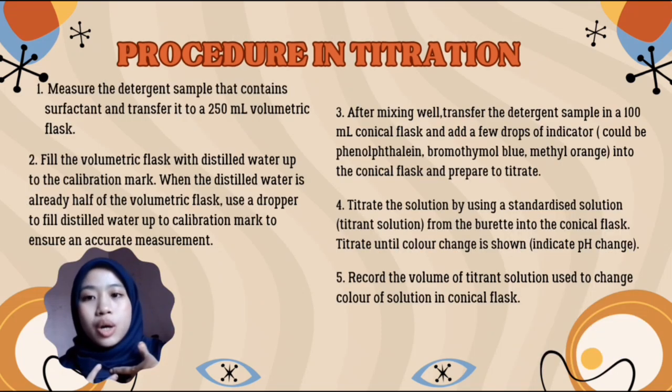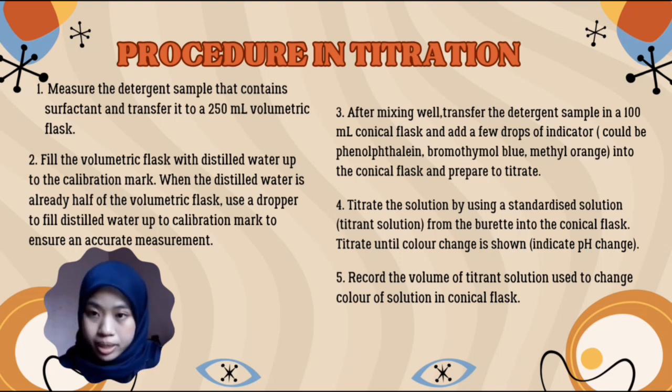Next, I will talk about the procedure in titration. The first one, we need to measure any detergent sample that contains the surfactant and transfer it into a 250 ml volumetric flask. Then, fill the volumetric flask with distilled water until it reaches the calibration mark. When the distilled water is already half, we need to use the dropper to fill the distilled water up to the calibration mark to ensure accurate measurement.